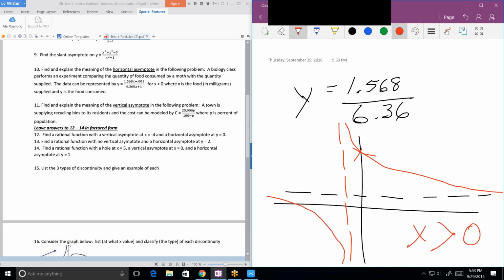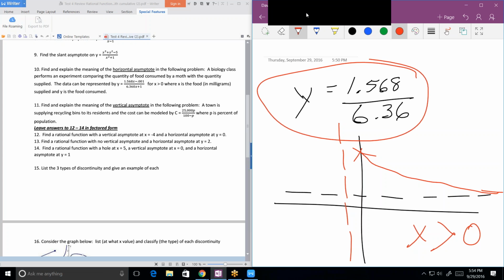For this particular problem, they said x has to be greater than 0, so we're going to get rid of that part of it, and we're going to get rid of that part of it, and what we end up with is that. But the real life meaning of horizontal asymptote in this problem is what's going to happen as x goes to positive infinity. Well, we can see what happens. The function goes to whatever this horizontal asymptote is. Goes to that. All right.